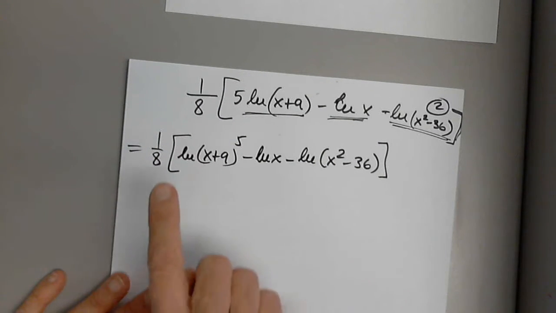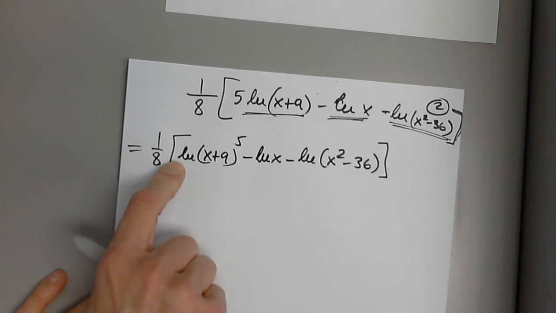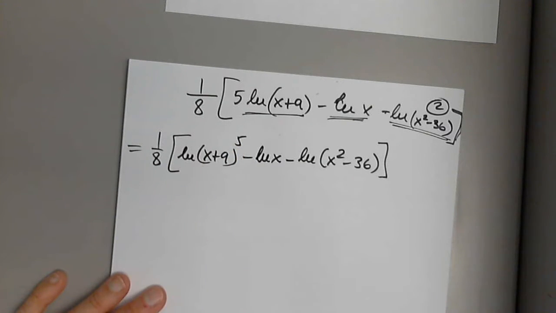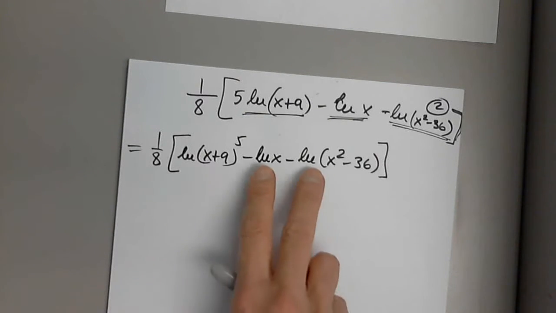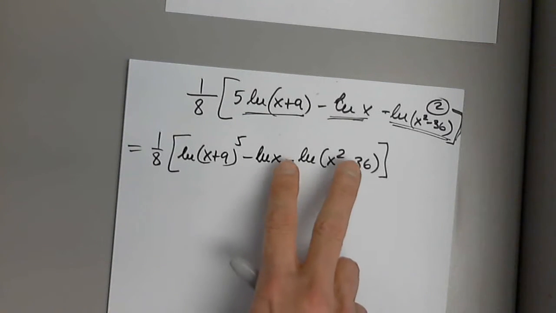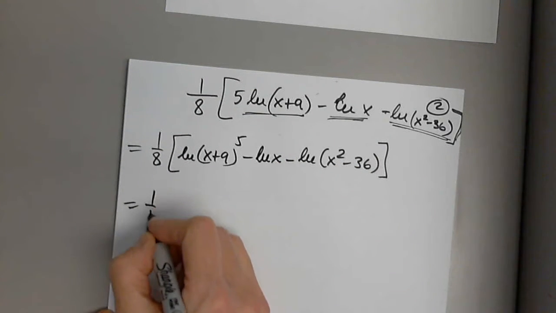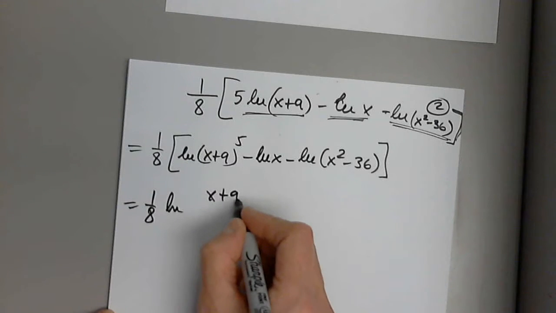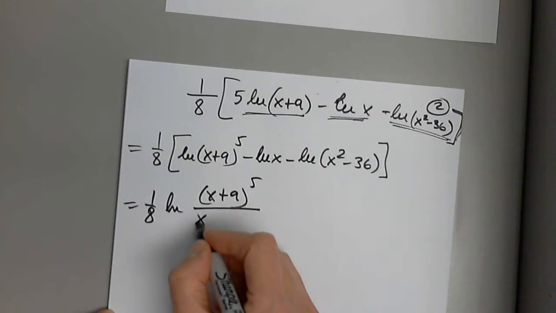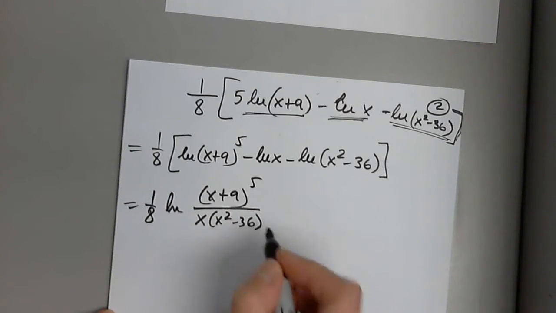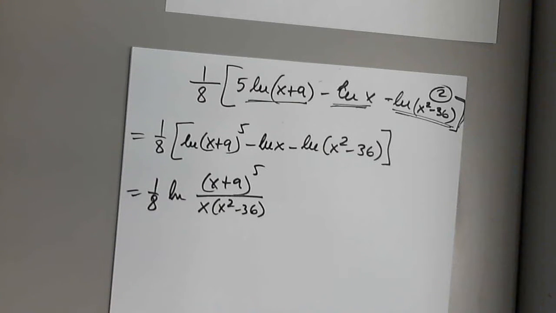Now we discussed that a log that has positive in front, its quantity is coming from the numerator. And a log that has negative in front, its expression will come from the denominator. So this is 1 over 8 natural log of x plus 9 to the 5th over x times x squared minus 36. Is this okay so far?